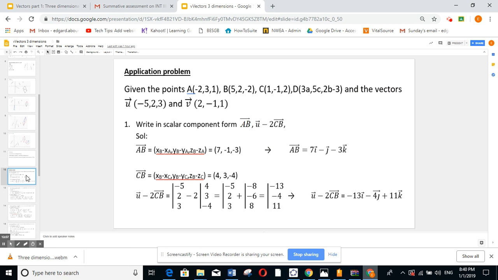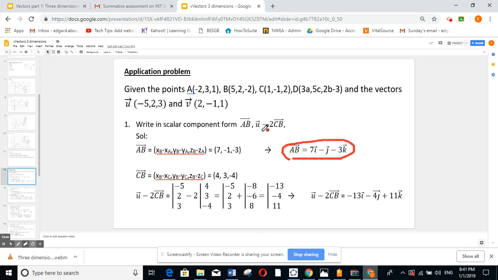Okay, now the application problem, I'm going to start with the first one. You have this given. Number 1, write in scalar components vector AB, then u minus 2CB. So I'm going to start with vector AB. As we said before, it's xb minus xa, yb minus ya, zb minus za. So 5 minus 2 is 7, 2 minus 3 is minus 1, minus 2 minus 1 is minus 3. So in scalar components, it will be 7i minus j minus 3k.